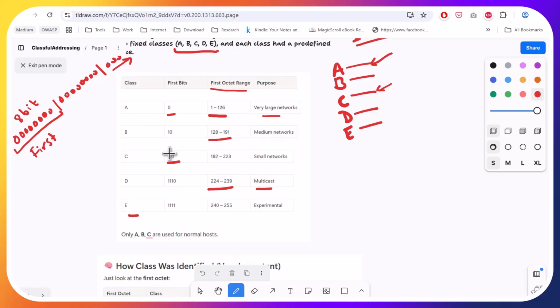Then E, first 4 bits are fixed, the range is this one, experimental. Now only A, B, C are used for normal hosts. The rest, D and E, cannot be used as hosts. When I say multicast and experimental, I am sure at this stage you would have understood what they are, because we have covered it.